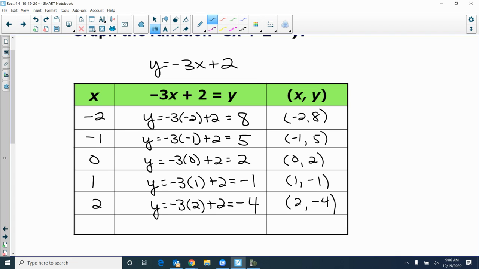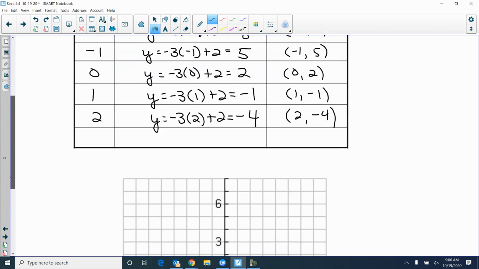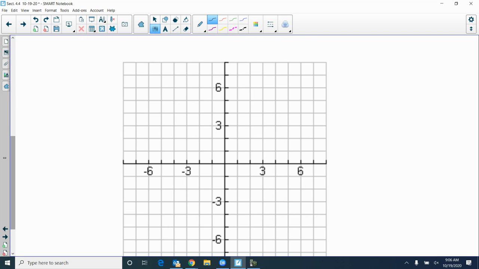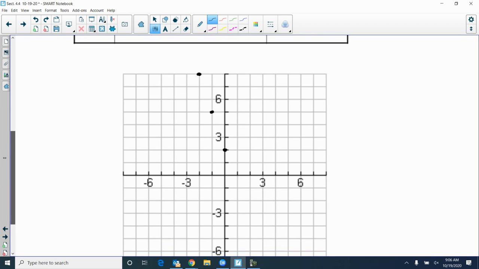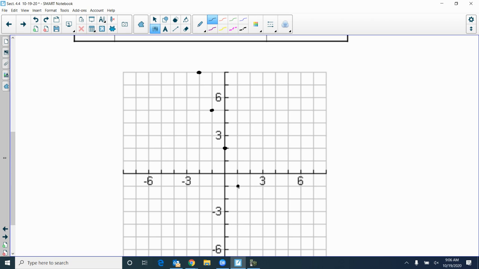Now let's plot. Now we said it should form a line. So if something doesn't look right, we got to double check it. -2, 8. I believe the next one was -1, 5. 0, 2, 1, -1, 2, -4.